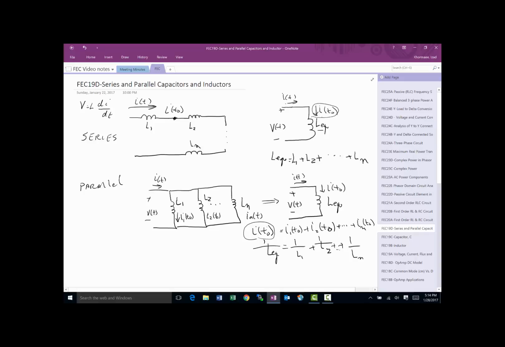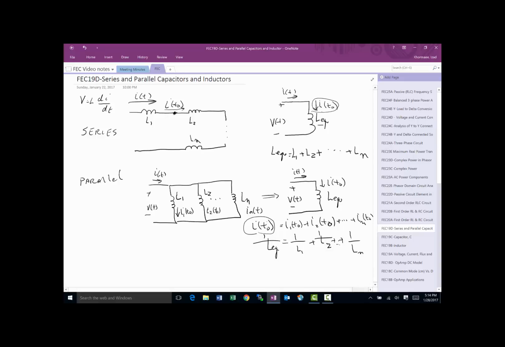In the case of series, the initial current will be basically the same as the initial current through any other inductors, because they're the same by definition. And in this case, it would be the sum of all the current. In the case of parallel, it would be the sum of all the initial currents. So that takes care of the inductors.